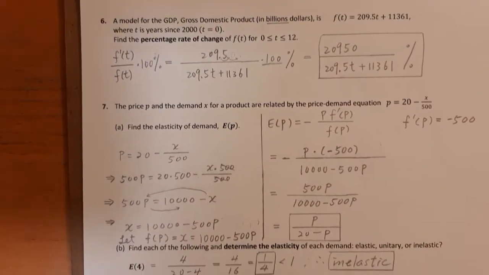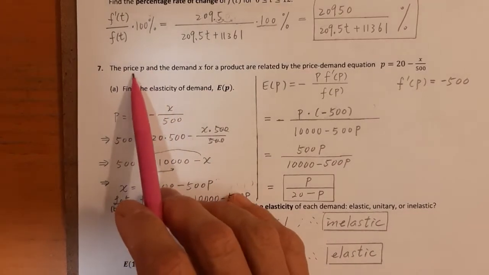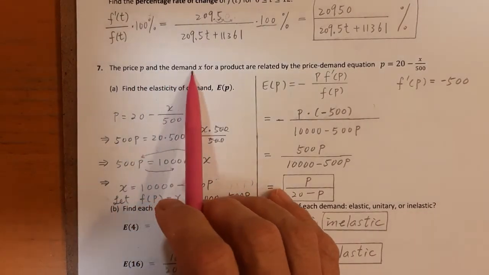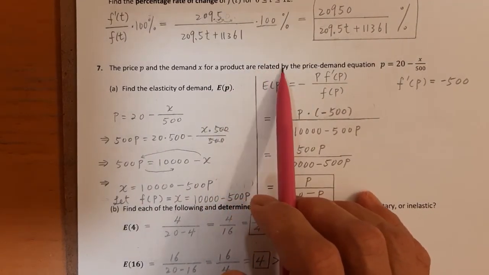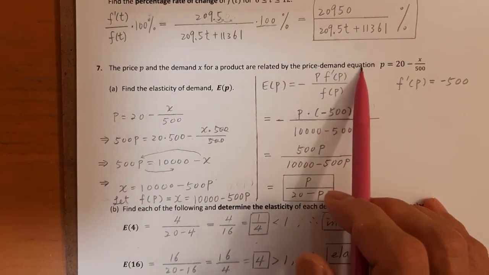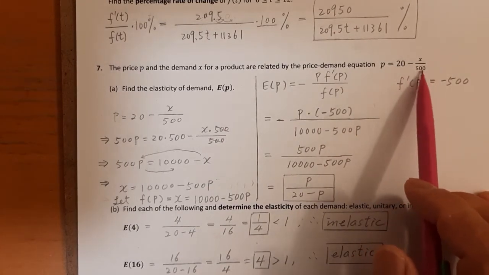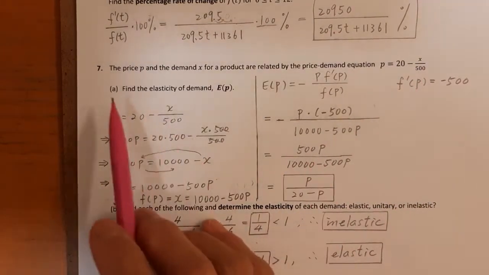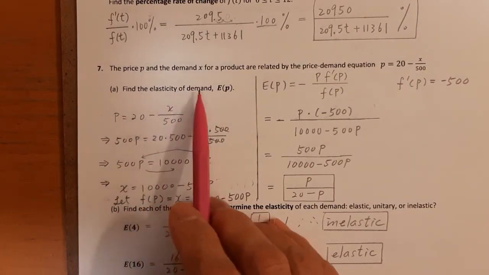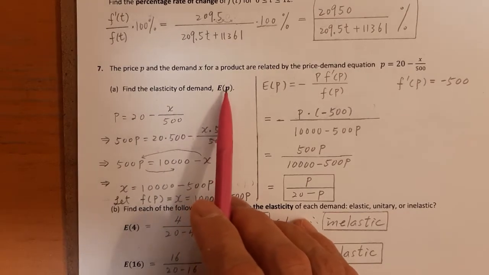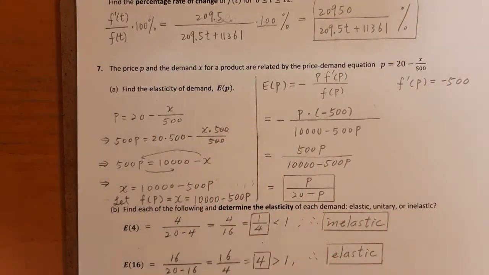And question 7 is: the price P and the demand X for a product are related by the price demand equation P equals 20 minus X over 500. A, find the elasticity of demand E of P. What is E of P?